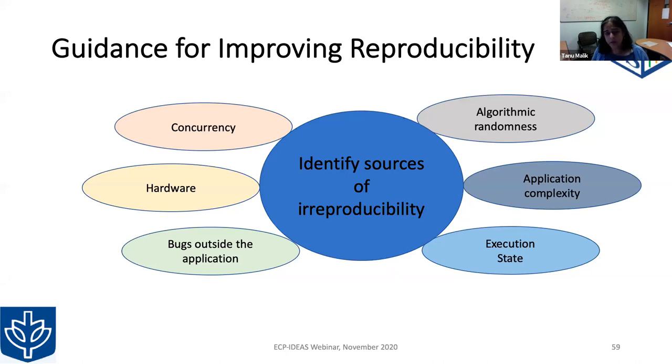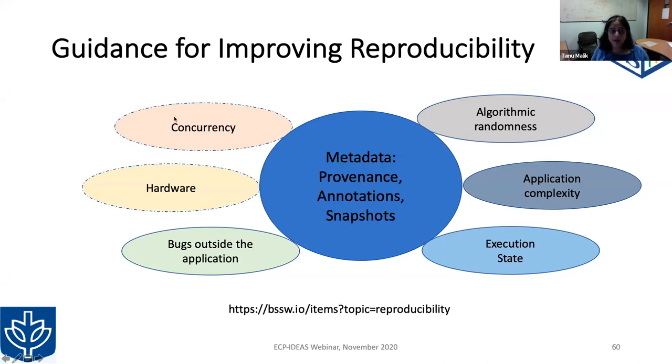So what can we do over here? As we're seeing, concurrency and hardware are still harder things. There are definitely a lot of ideas within deterministic replay and record and replay in these areas, but there aren't tools which give you reproducibility easily. With SciUnit, we are seeing that there are things that can be done with respect to algorithmic randomness.